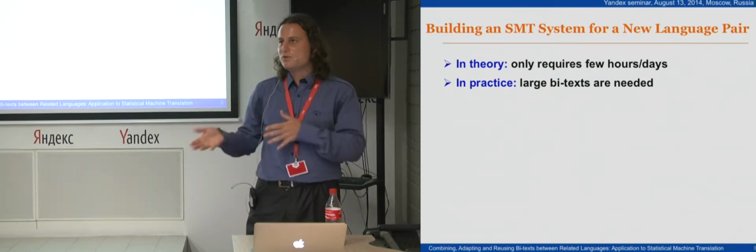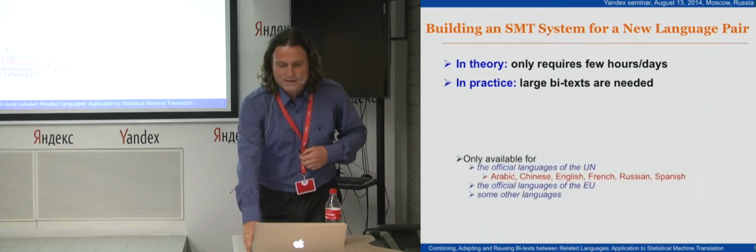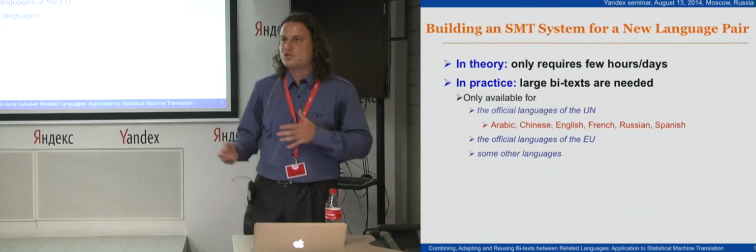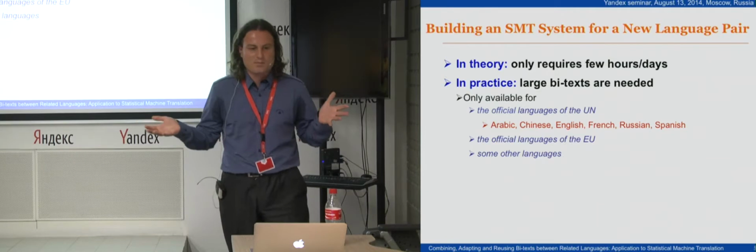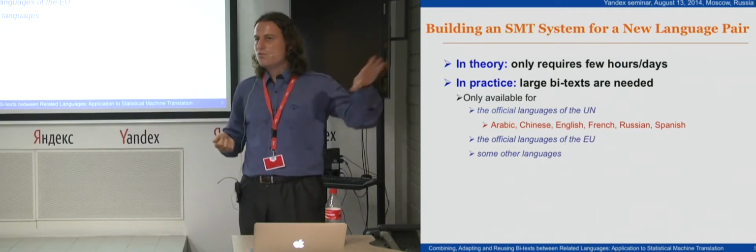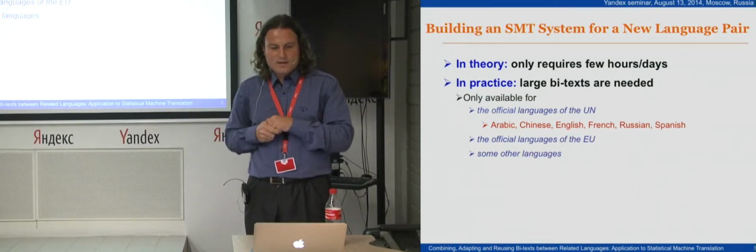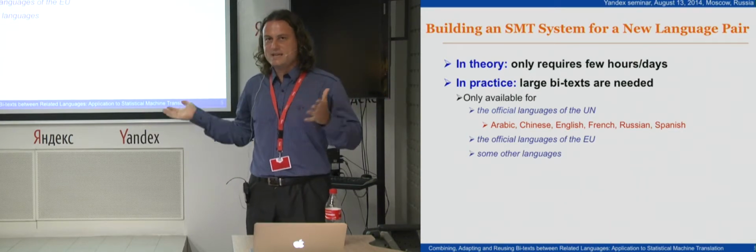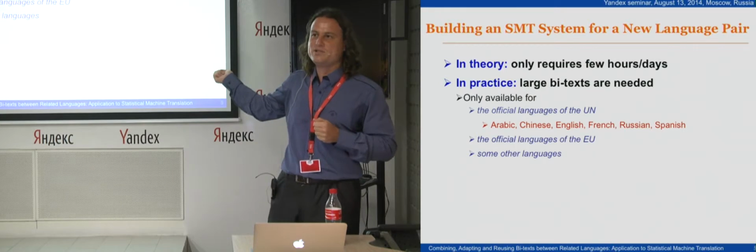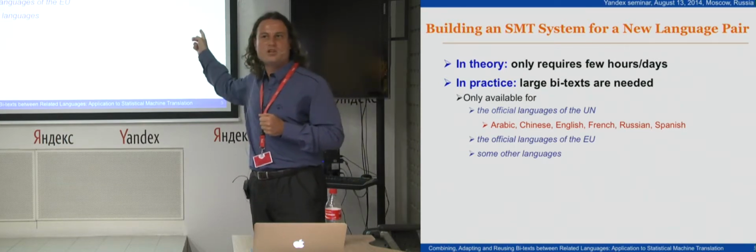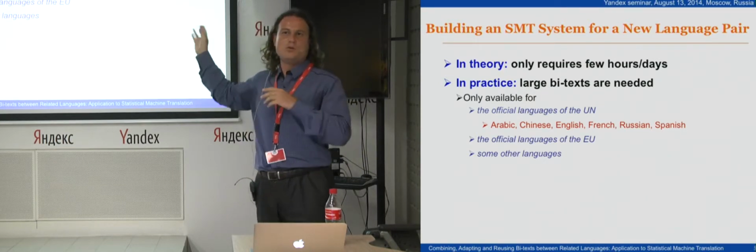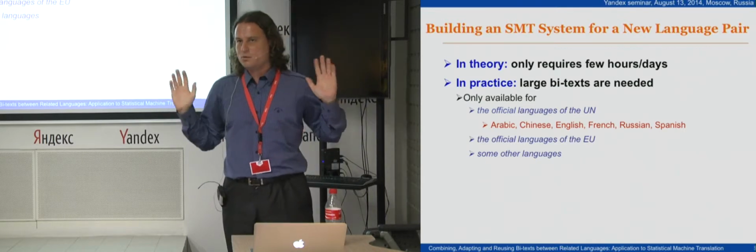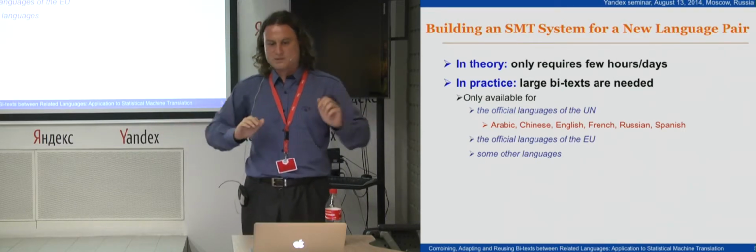So in practice, you need large bitexts. And the thing is that they are not largely available. Where do the large bitexts come from? One big source for Google and for many others are the United Nations resolutions and all kinds of documents that are released there in several languages. There are six official languages there. So those are all resource-rich languages for machine translation systems. Between those six, in all directions, you can build strong machine translation systems because of that.